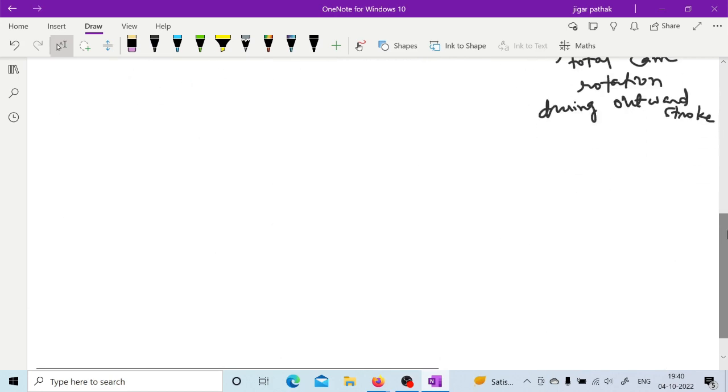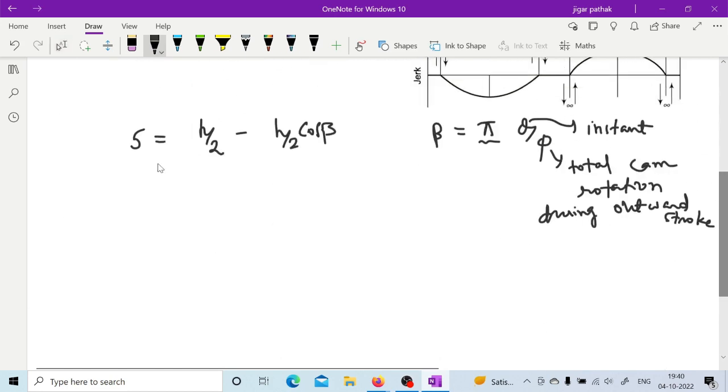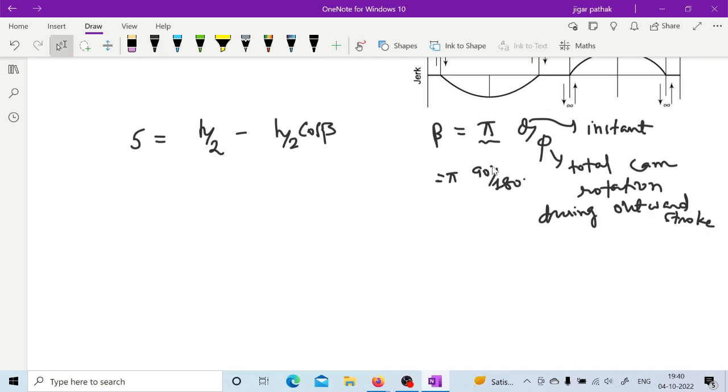Because here you can see this beta is equal to pi theta by phi, theta is 90, phi is 180, right? So this is how you have beta equal to pi by 2 at point 3, right? So this is how you can calculate this beta. Now once you have s is h by 2 into 1 minus cos beta, once you have h with you, what you can do is calculate v, which is equal to ds by dt, right?